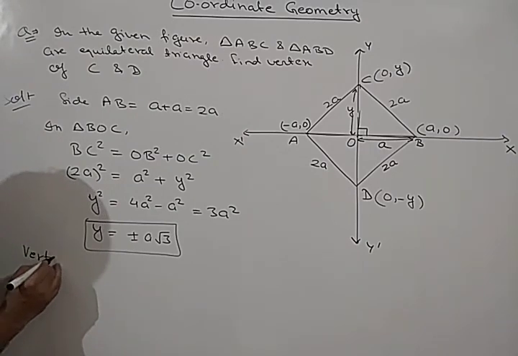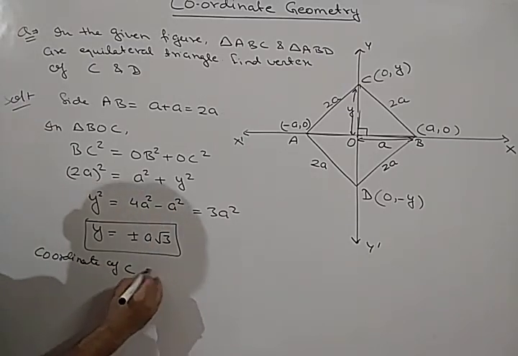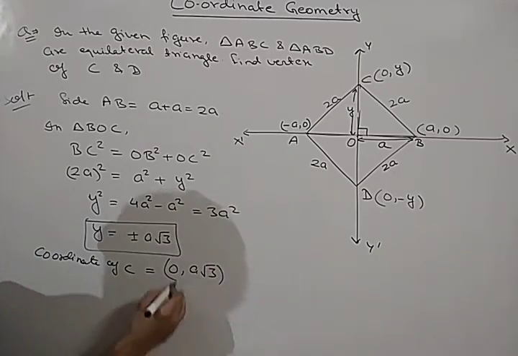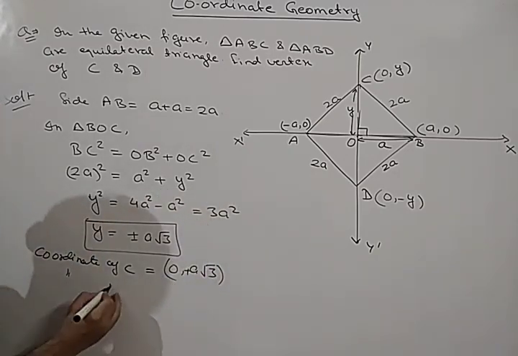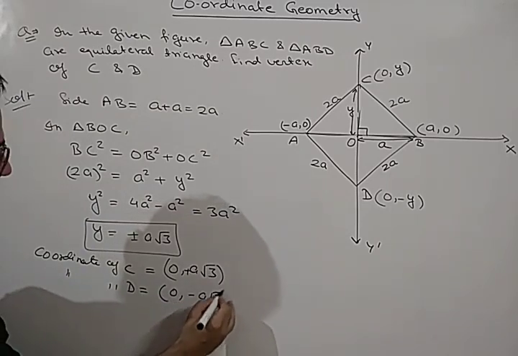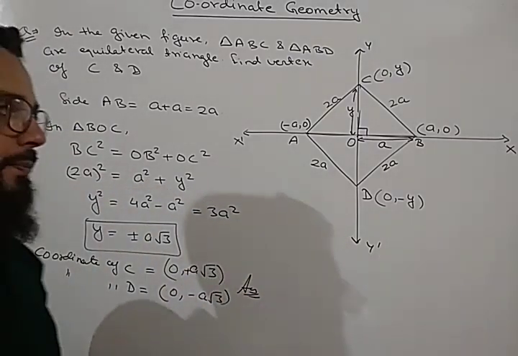So the vertex, or we can say the coordinate of C, is equal to (0, a√3). It will be plus a√3. And the coordinate of vertex B will be equal to (0, −a√3). These will be the coordinates of both the vertices C and D.